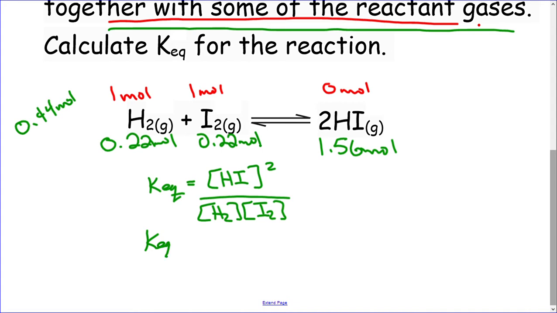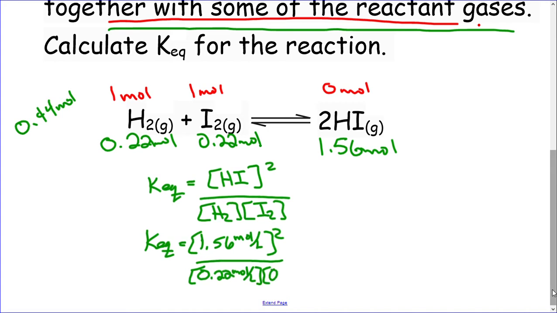Then I plug in my values. For KEQ, I know I have 1.56 moles per liter, and it's going to get squared. That's all over H2, which we know is 0.22 moles per liter, and I2, which is also 0.22 moles per liter.